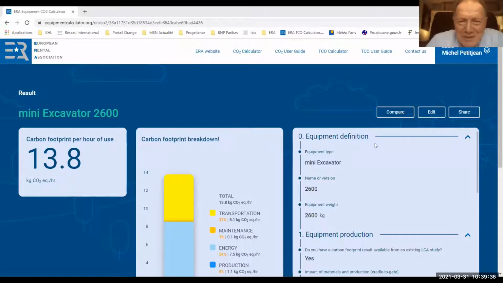Good morning, everybody. So we thought that we would take advantage of this little break between the two panels to make a very quick demonstration of the calculator. So I prepared on this screen a case scenario for a typical piece of equipment of the construction equipment industry, which is a mini excavator, let's say 2.5 tons.